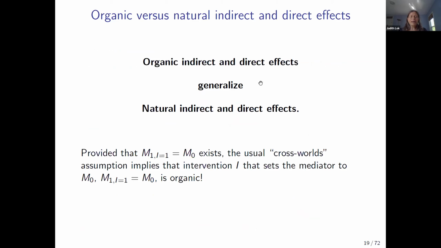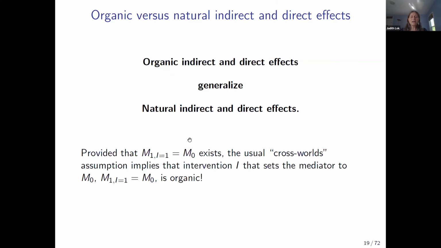I have shown that organic indirect and direct effects in fact generalize natural indirect and direct effects in many occasions, provided that the intervention that sets the mediator to M0 exists. Recall that natural indirect effects are defined with outcomes under treatment with the mediator set to its value without treatment. So if we think of this setting the mediator to its value without treatment as an intervention, we can say that we are looking at outcomes under treatment with the mediator set to its value without treatment. Under that intervention, the mediator has the value without treatment.